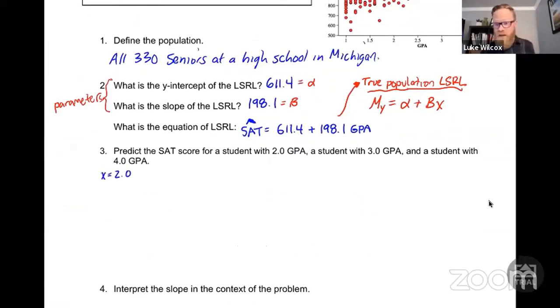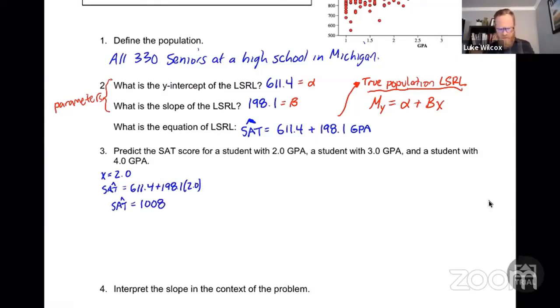And we know that we can take the line of best fit and predict the SAT score by plugging in that particular X value. So our predicted SAT score, just using our line of best fit, is 611.4 plus 198.1 times the GPA, but in this case, the GPA is 2.0. I will tell you that the predicted SAT score for a 2.0 GPA is about 1,008. That's the predicted SAT score for a student with a 2.0 GPA.